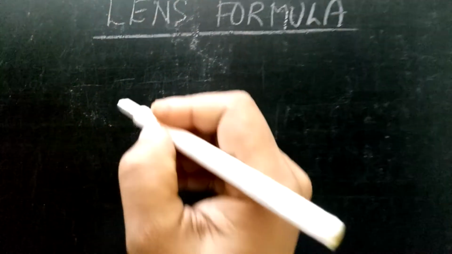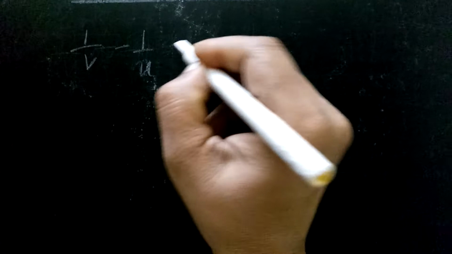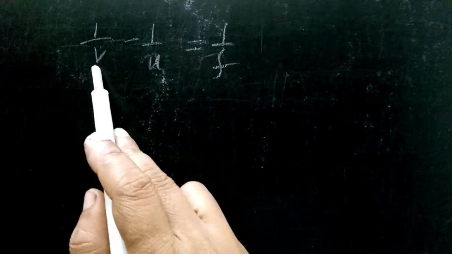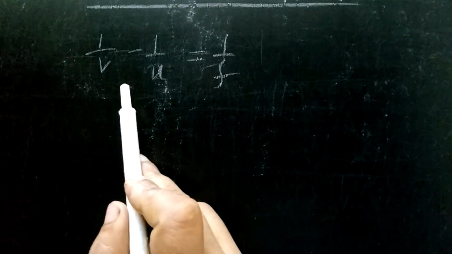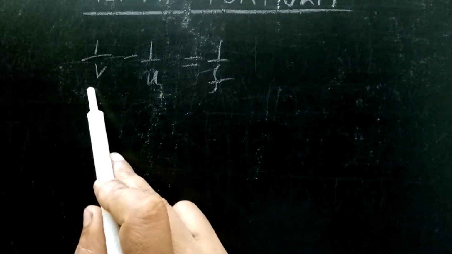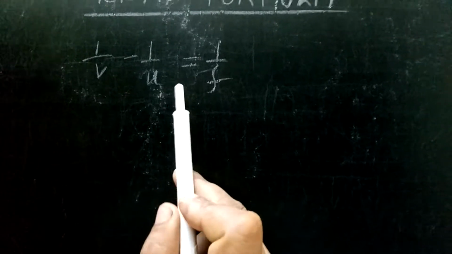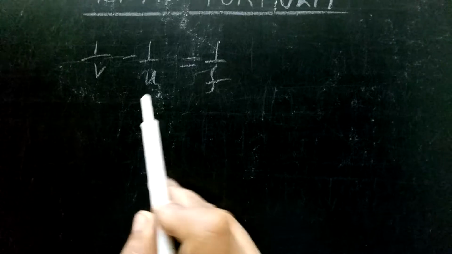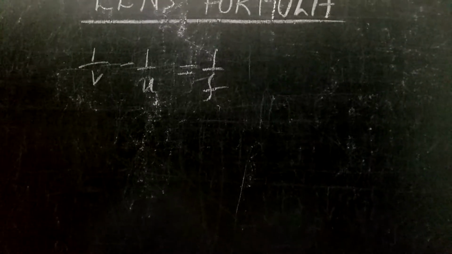Now the lens formula is 1 by V minus 1 by U is equal to 1 by F. As I told you earlier, V is the image distance, that is the distance from optical center to image. Then U is the object distance, that is the distance from optical center to object. Then F is the focal length, that is the distance between optical center and principal focus.